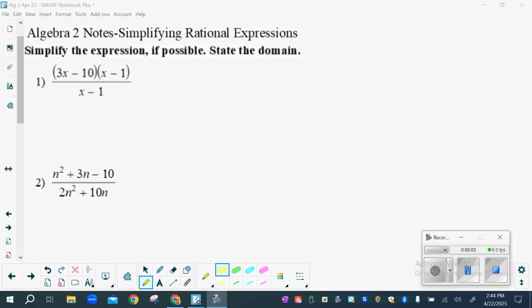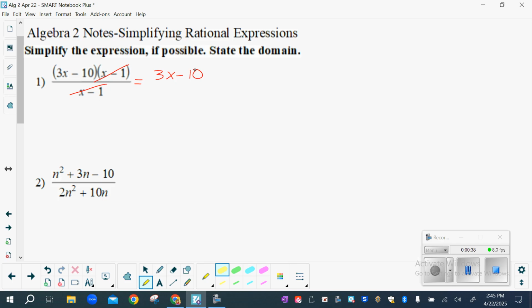Nothing fun about it. So on this first one, is there anything that I might be able to do to simplify that? What would that look like? Eliminate or cancel it. That's right, because it's multiplication. So I can cancel this and this, and my answer is 3x minus 10. There's two parts that I need to answer: simplify the expression if possible and state the domain. So it was possible, we got 3x minus 10.